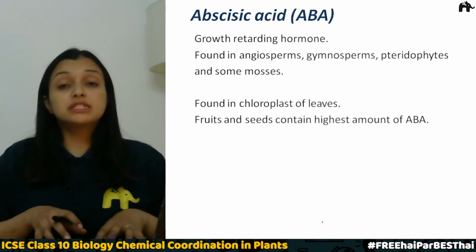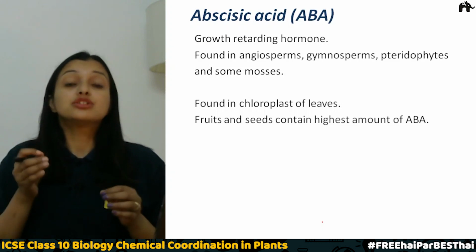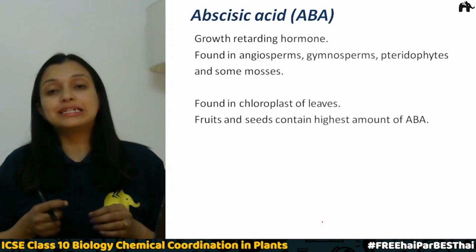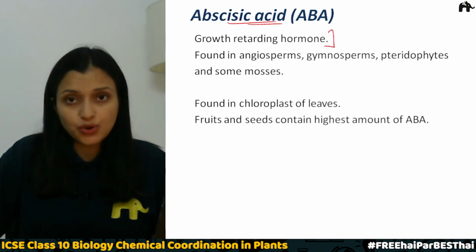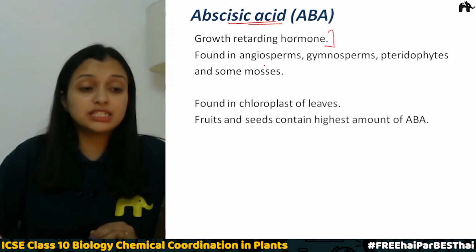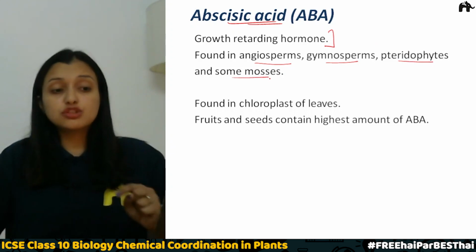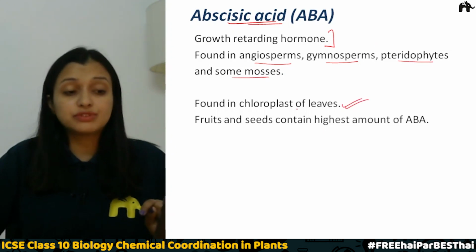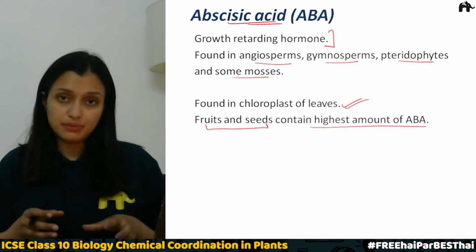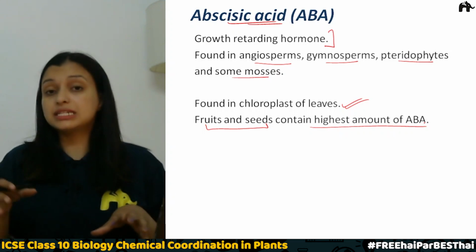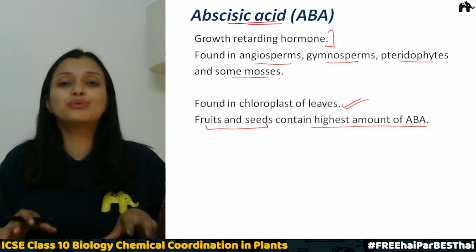Till now we have studied the growth promoting or growth inducing hormones. Now we have come to our last hormone, that is ABA, Abscisic Acid. This is the growth retarding hormone, right? It retards the growth. It is found in angiosperms, gymnosperms, pteridophytes and some mosses. It is also found in the chloroplast of leaves, right? Fruits and seeds contain a very high amount of ABA. Abscisic acid is the only growth retarding hormone that is found in plants.